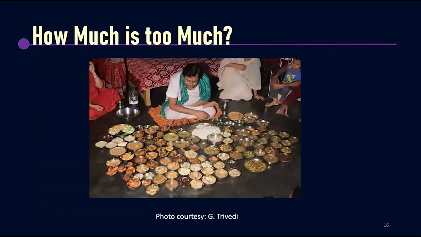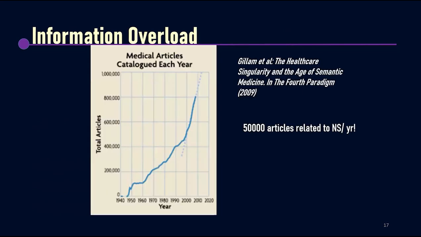For example, in this slide, the gentleman is offered a variety of dishes, and no matter how delicious they are, it's just too much to eat. Same thing with the medical literature. This article, which was published back in 2009, shows the exponential increase in the number of articles published each year. And based on one article, I think this has changed a lot. This should be more than 50,000. But during that period, 50,000 articles related to neurosurgery alone were published yearly. There is so much information you are supposed to know.